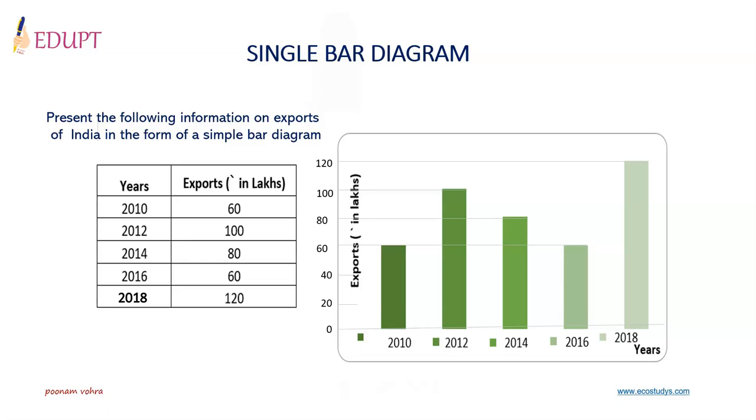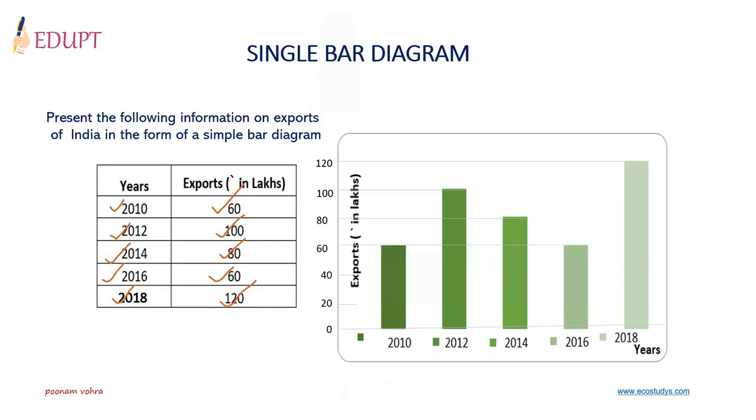Let us understand the construction of single bar diagram with the help of a numerical example. This numerical example is about exports in lakhs of rupees in different years. The information is that in 2010, exports were 60 lakhs of rupees. 2012 exports were worth rupees 100 lakhs. 2014 it was worth rupees 80 lakhs. 2016 it was worth rupees 60 lakhs, and in 2018 it was worth rupees 120 lakhs.